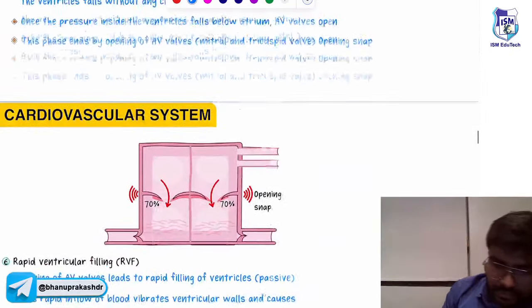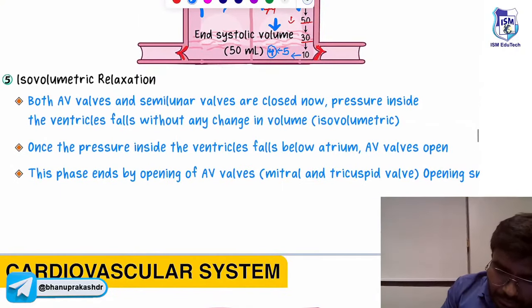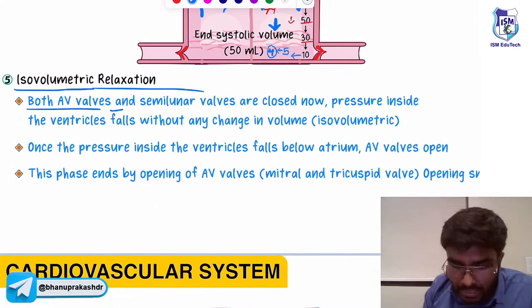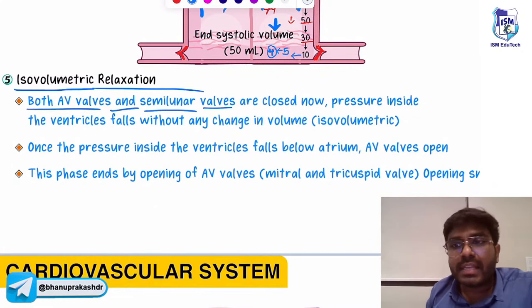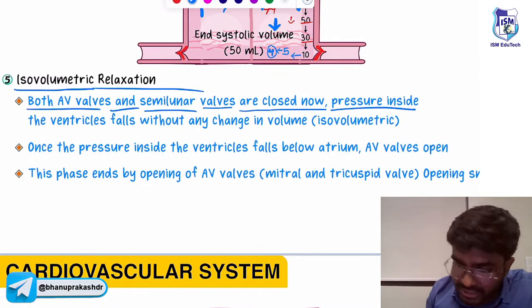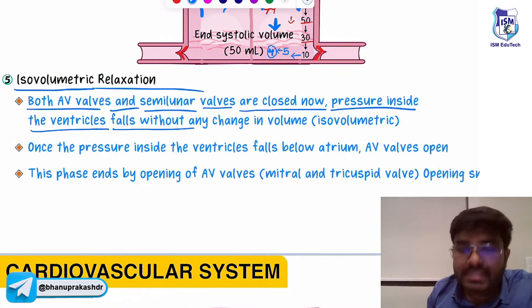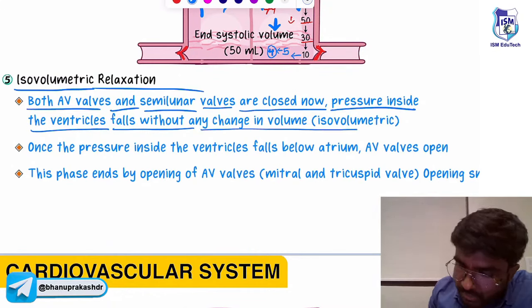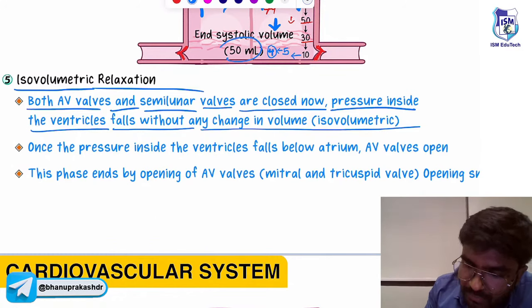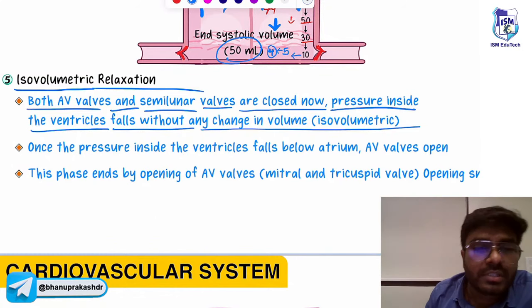So, tell me, one by one, the points. Look here. During isovolumetric relaxation, both AV valves, the mitral valve and tricuspid valve, and the semilunar valves are closed. Pressure inside the ventricles falls. Pressure is falling without any change in the volume of blood. The same 50 ml is there. Nothing is coming in, nothing is going out.